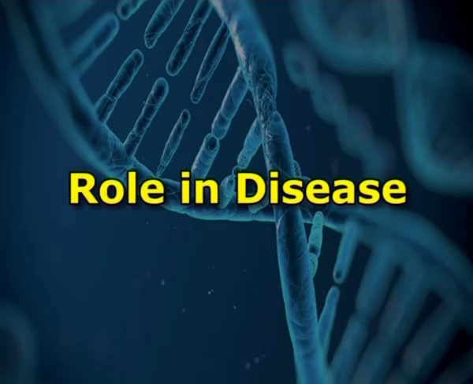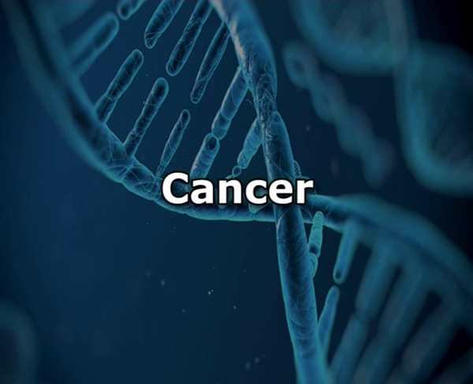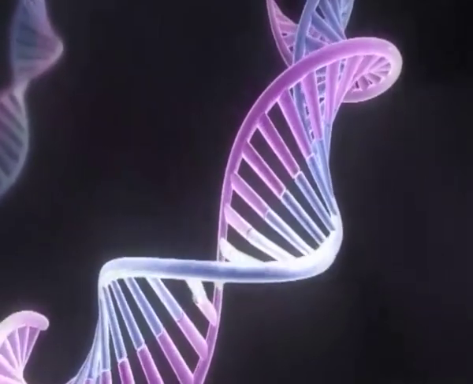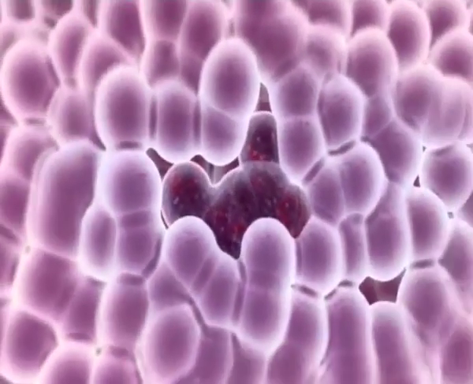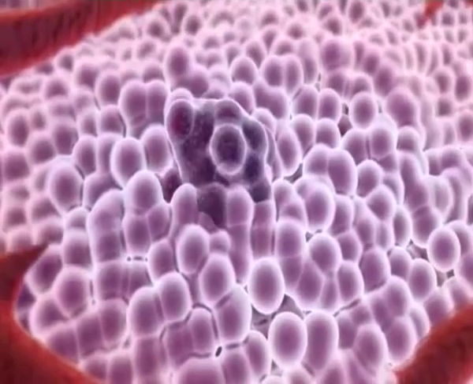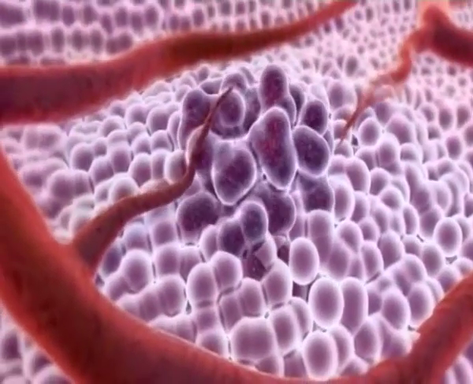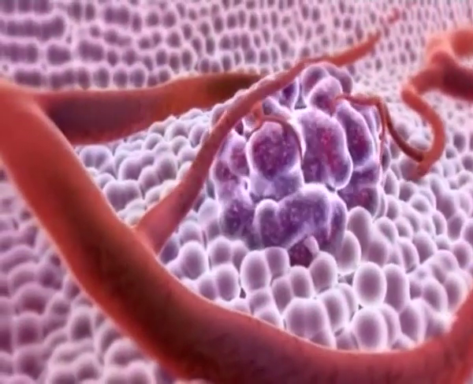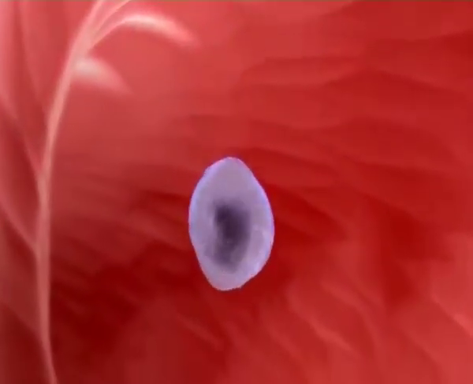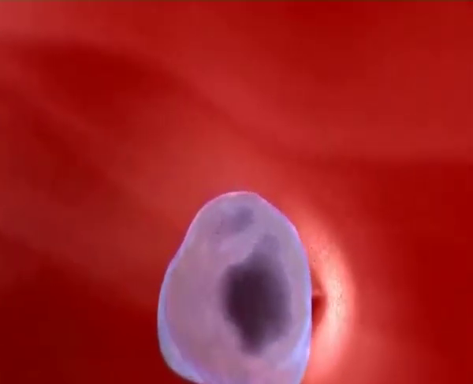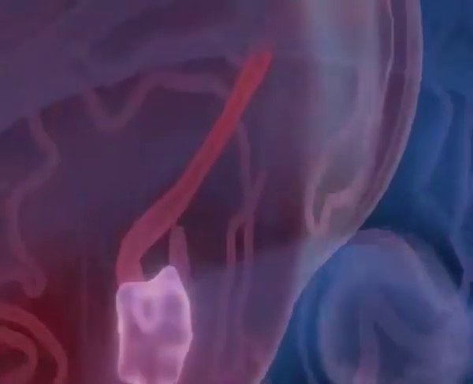Let's see the role in disease. Some human diseases caused by translocations are cancers. Several forms of cancer are caused by acquired translocations, as opposed to those present at conception. This has been described mainly in leukemia, acute myelogenous leukemia and chronic myelogenous leukemia. Translocations have also been described in solid malignancies such as Ewing's sarcoma.